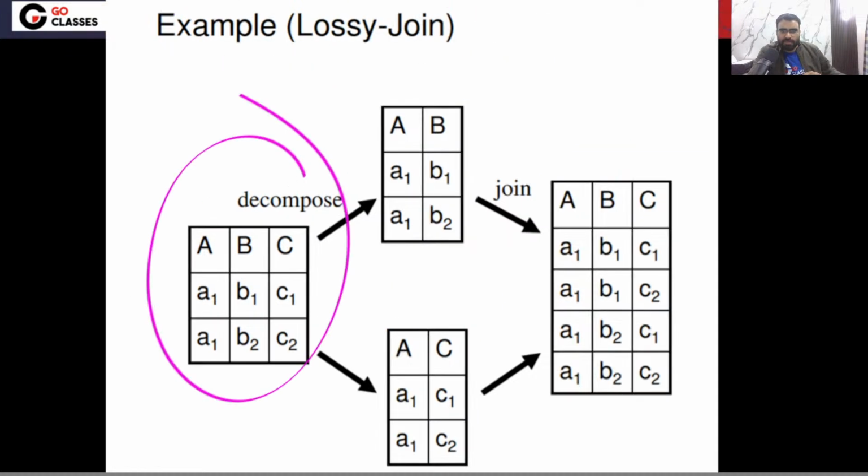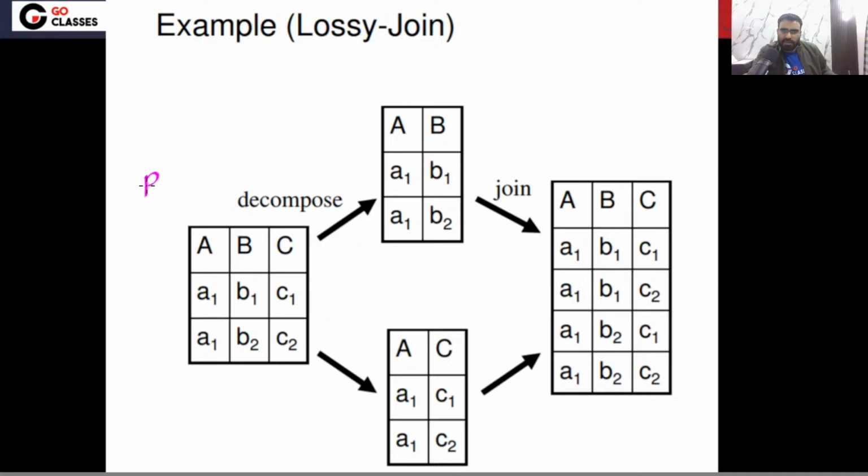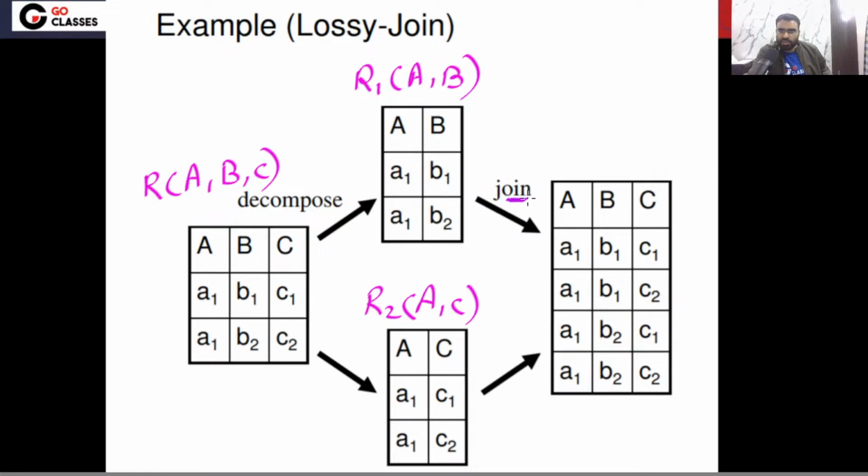Again, you take the example. Here we have the table R. The schema of the table R is ABC. There are three attributes. We are decomposing this table into R1, R2. R1 has two attributes, AB, and R2 has two attributes, AC. Now let's perform the natural join.